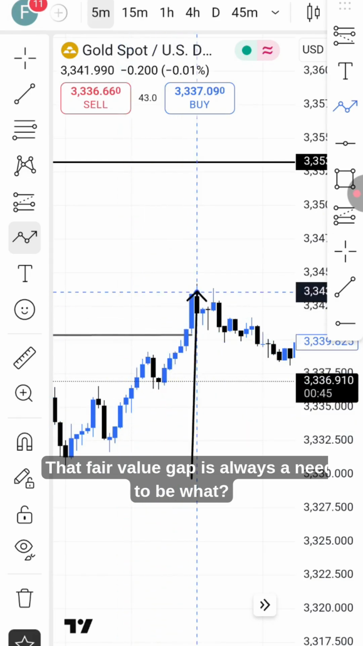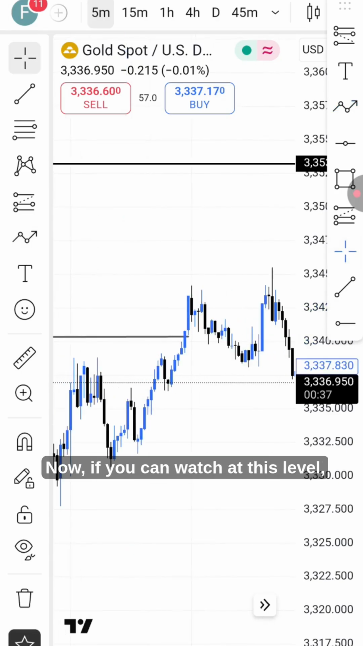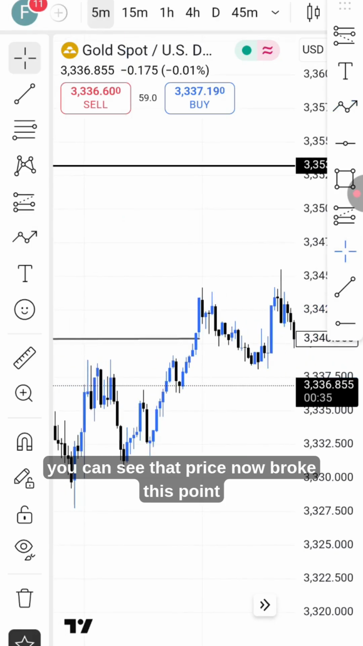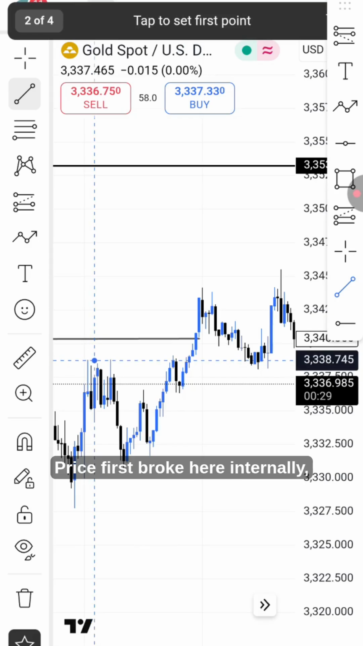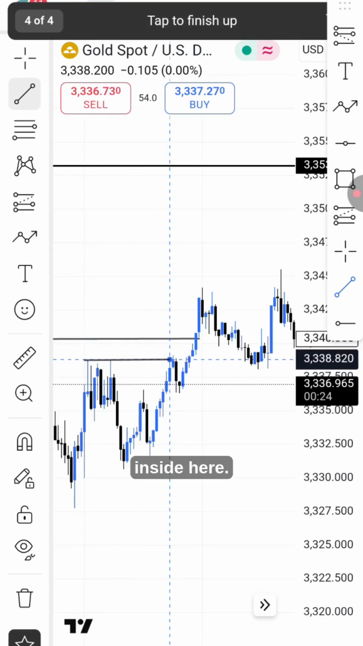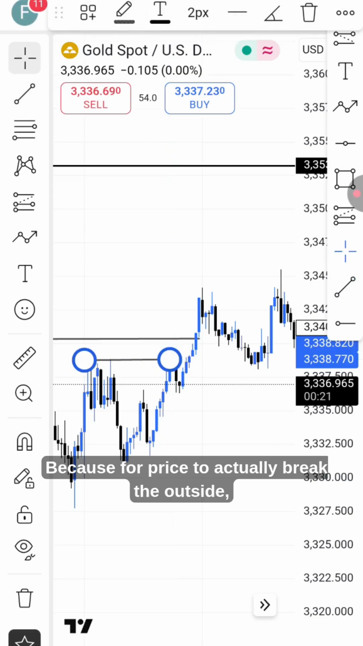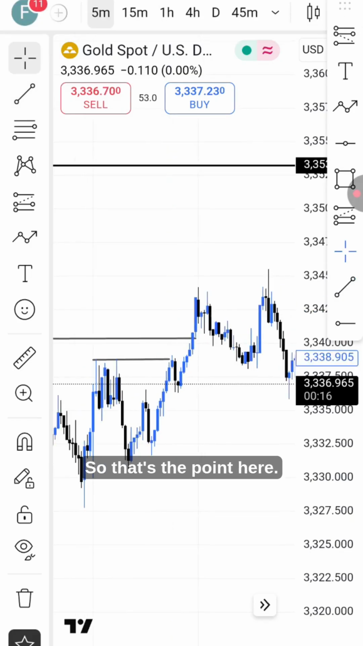That fair value gap always needs to be present. Do you understand? It must always be there. Now, if you watch at this level, you can see that price broke this point internally. Price first broke here, inside here. Because for price to actually break the outside, it must fight the inside before it breaks out from the outside. Do you understand? That's the point here.